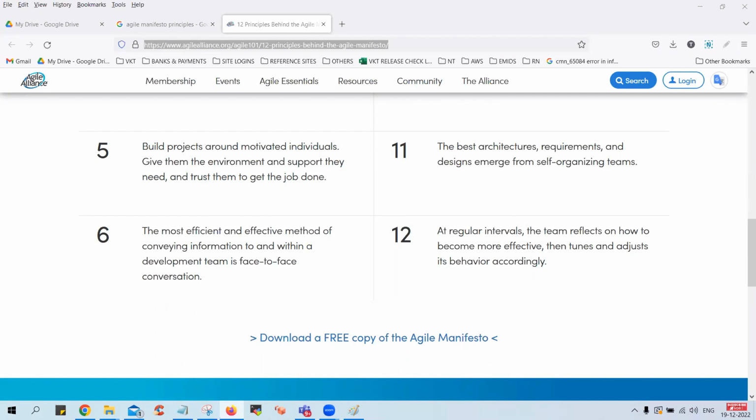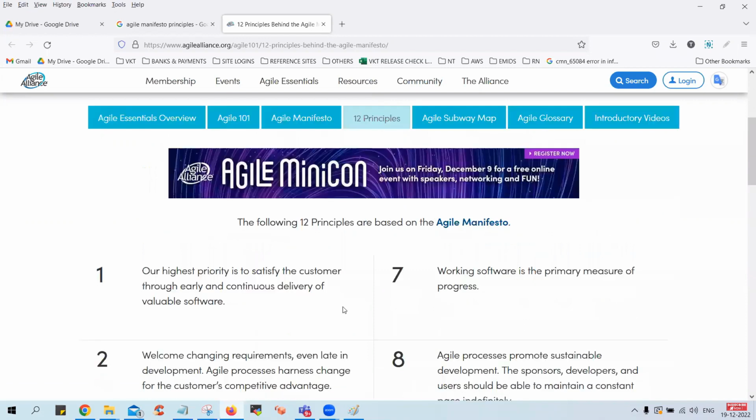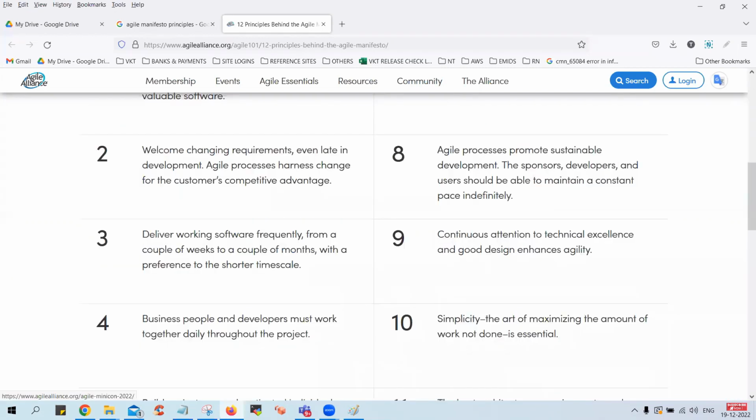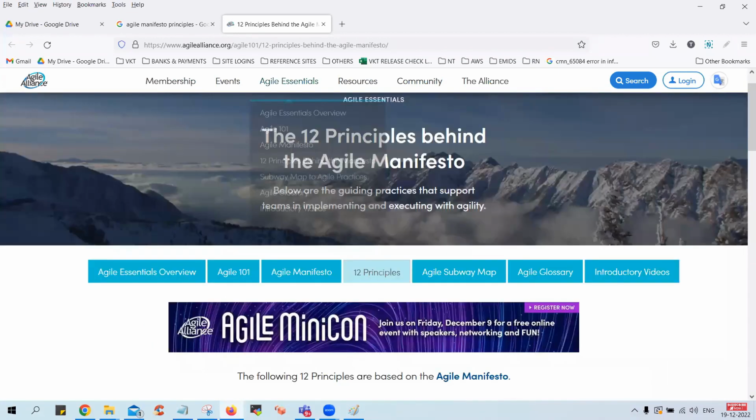So please try to learn these principles by heart and understand them. Understanding makes you learn by heart easily and remember for a longer time. Please keep that web link, save it to your favorites, and try to go through these principles.